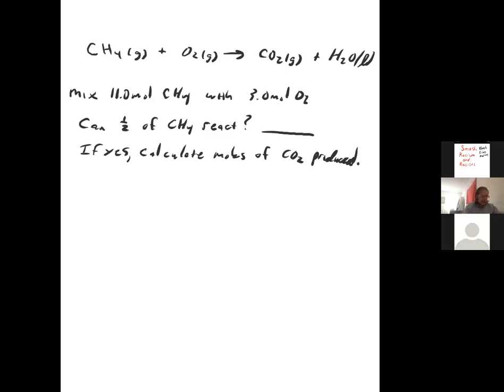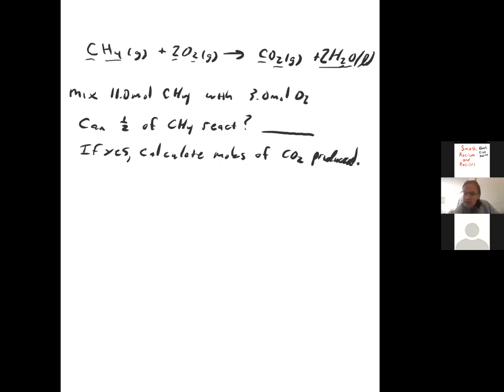So let's balance it. There's 1 carbon on each side, so that's balanced. There's 4 hydrogens, but there's only 2 there, so I put a 2 to make that 4. And now you've got 2 oxygens plus another 2 oxygens, so that's 4. So you put a 2 here, 2 times 2 is 4. Now it's balanced.